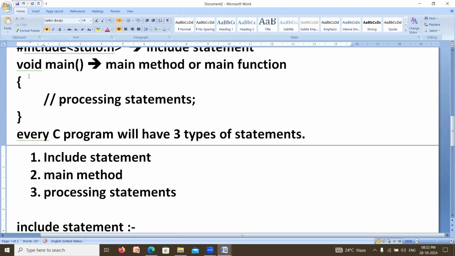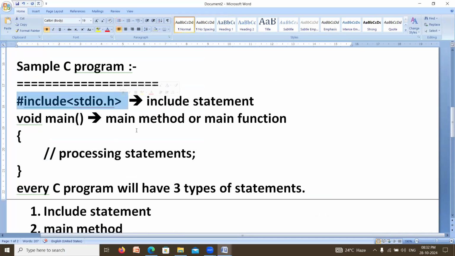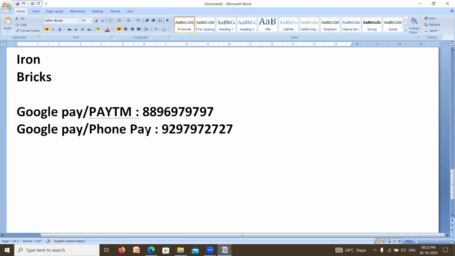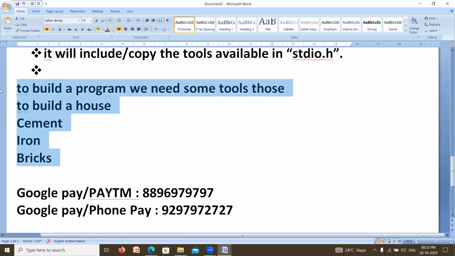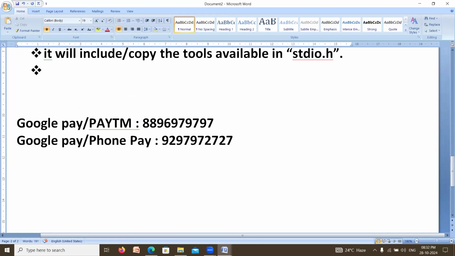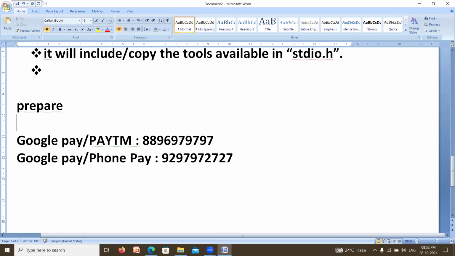This line will be executed at the time of compilation. First, we need to understand what compilation is. Friends, I am very hungry. I need some food. First, what to do? First, we need to prepare the food. Then we need to eat. So in two levels, we can complete the task.